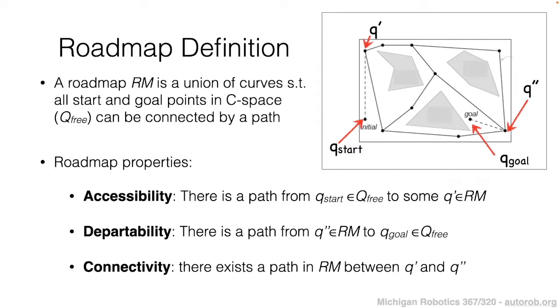With this definition, we can define three properties applicable to a given roadmap. Accessibility is defined if there is a path from all Q start locations within Q free to some vertex within the roadmap, which we could call Q prime. A roadmap is said to be departable if there exists a path from some point within the roadmap, Q double prime, to all possible goal configurations within Q free. And finally, connectivity is defined if there exists a path within a roadmap between all Q prime and Q double prime.